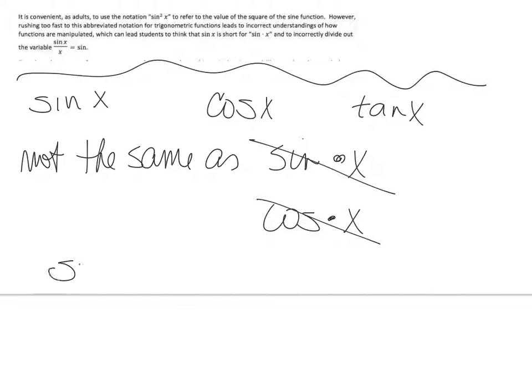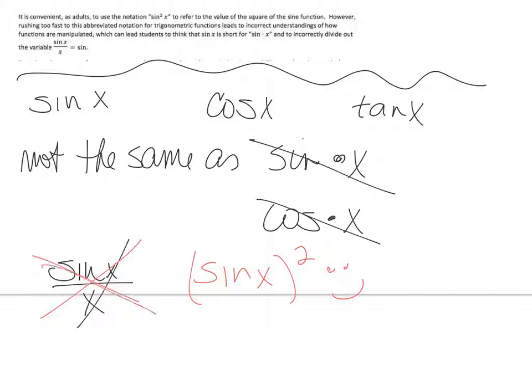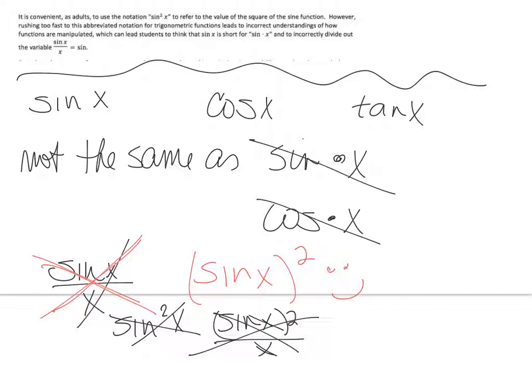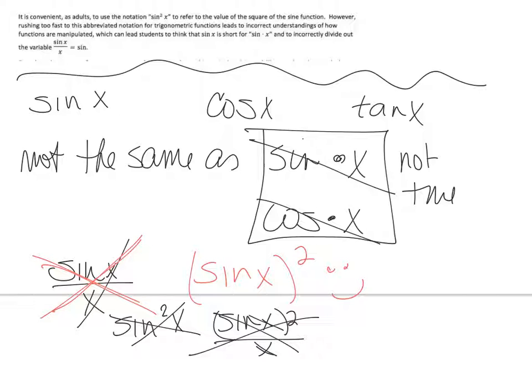Because if I ever get something like sine x over x, those aren't going to cancel out. That's not possible. And if I ever want to square sine x, I'd have to square the whole thing. That is true. This is false. Also not possible. And even if we have sine x squared over x, you can't cancel those out. Basically, sine times x is not the same as sine x. And we'll explain why.